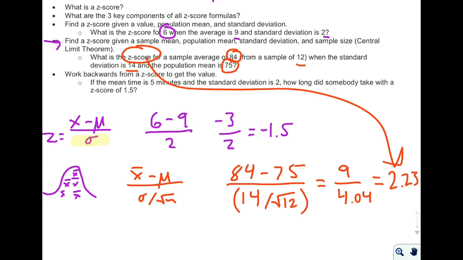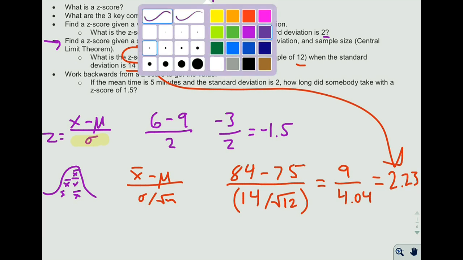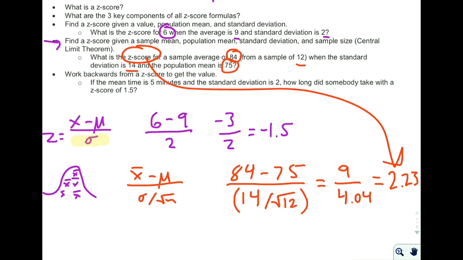It's your last step. Alright, last one says work backwards from a z-score to get the value. So if we have a z-score, let's say in this example it says of 1.5, and we're given the mean and standard deviation, how long did it take them? 1.5 tells me it's above average. So if the mean time is 5 minutes, I am going to be above that, 6, 7, I don't know, but it's something above 5, positive z-score. Standard deviation is 2. So if I was 1 standard deviation above average, I would be 7. 1.5 standard deviations above average, I'm a little over 7, maybe 8 or something.